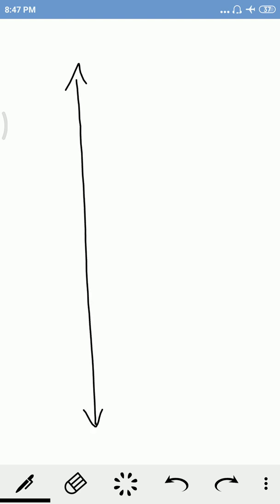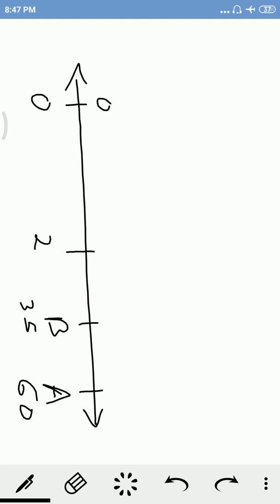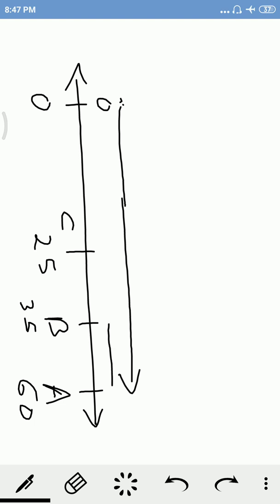So assume that an object starts from position O, which is the reference point, and these are the various points which show the position of the object at different time intervals. Now assume that the object starts from O and it reaches A, and then it returns to point B and it reaches point C.